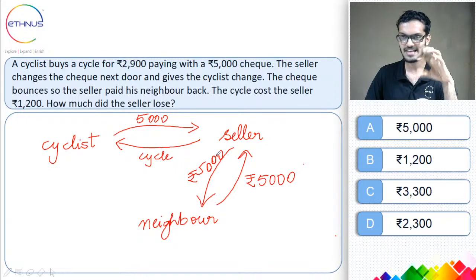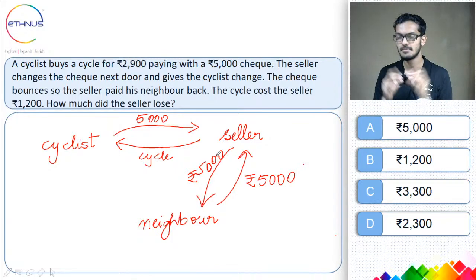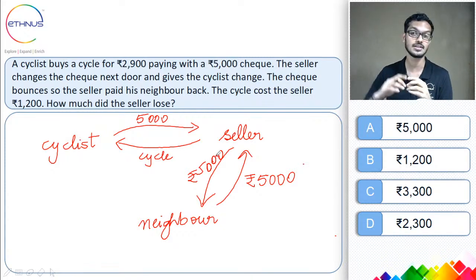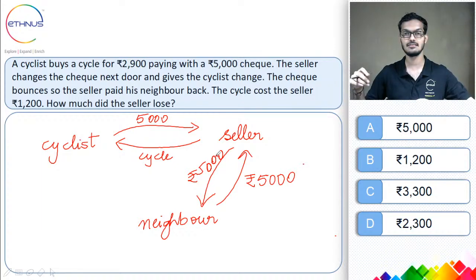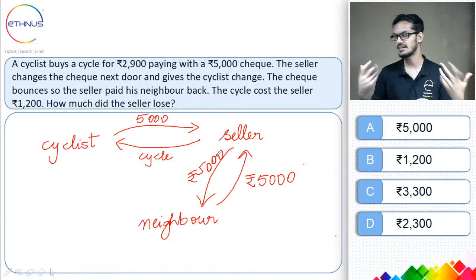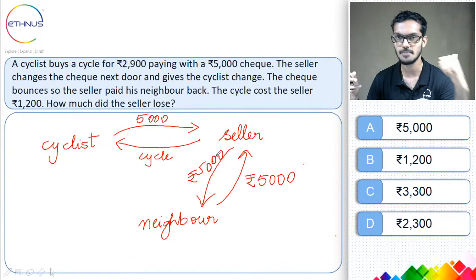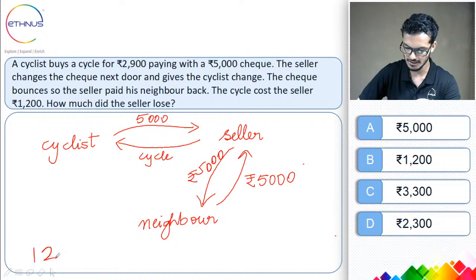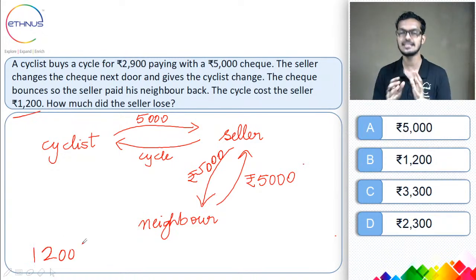Here we might get confused because of the numbers. But if you apply a very simple logic, the seller is a person who is giving the cycle. He has already given the cycle to the cyclist. So the cycle he would have paid for, right? There would be a certain cost price for the cycle. So definitely, since the check has bounced, it's a loss. So the cycle is one particular asset that he has lost. So what is the cost of the cycle? That is 1,200, which is given in the question. So this is one of the losses for the seller.